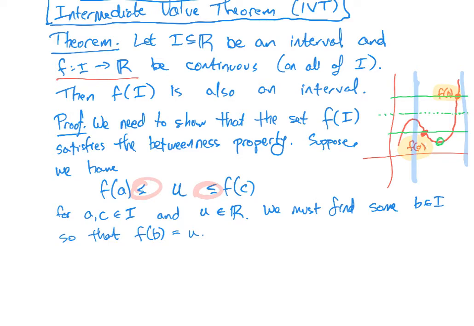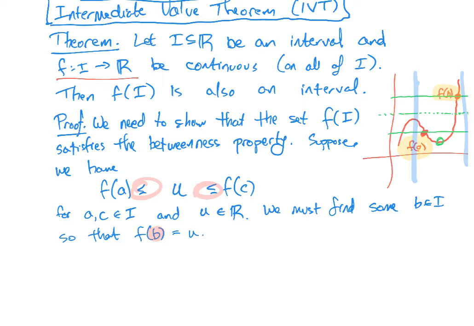Okay, so are we clear about the goal? Now, what we're actually going to show is that this number b that we need to find lies between a and c. That's a little bit stronger. Okay. So let's go find this b.